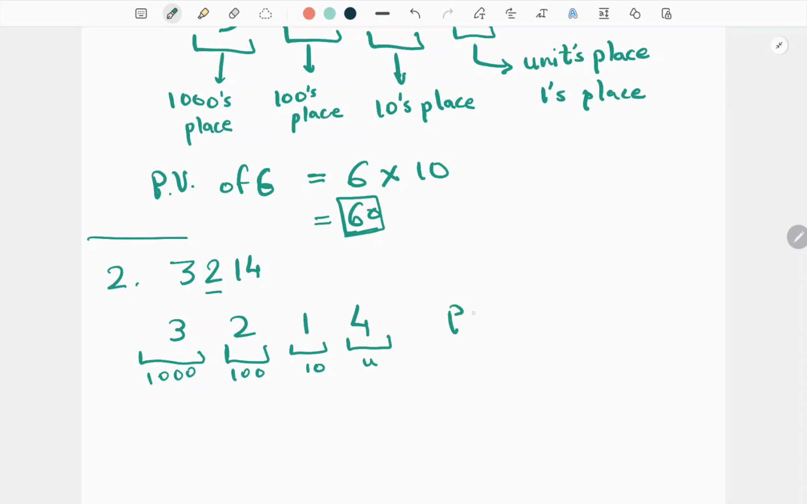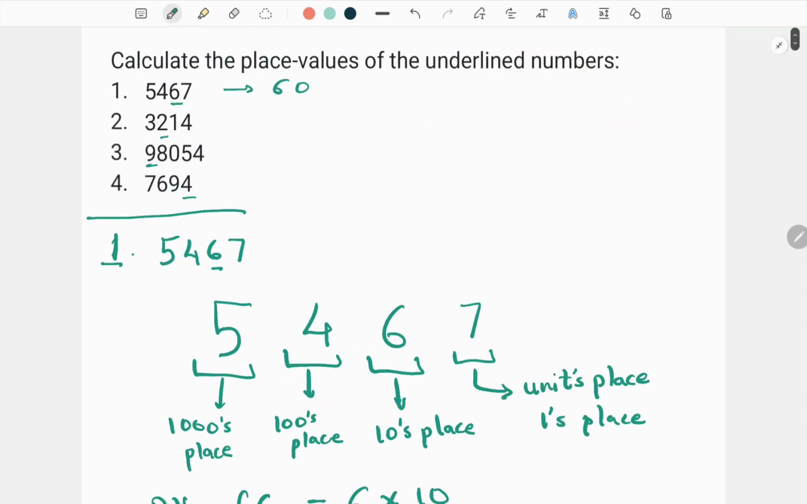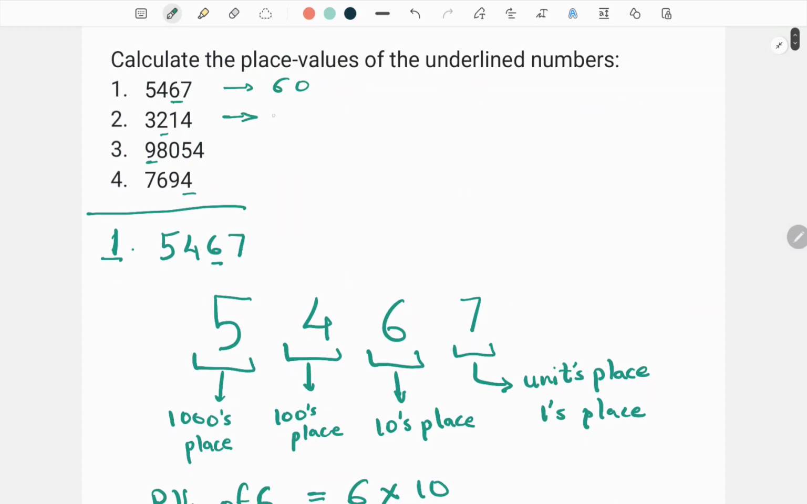So the place value of 2 is actually 2 times its place, which is the place of 100. So it is 2 times 100, which is 200. So here we have this place value is 200.